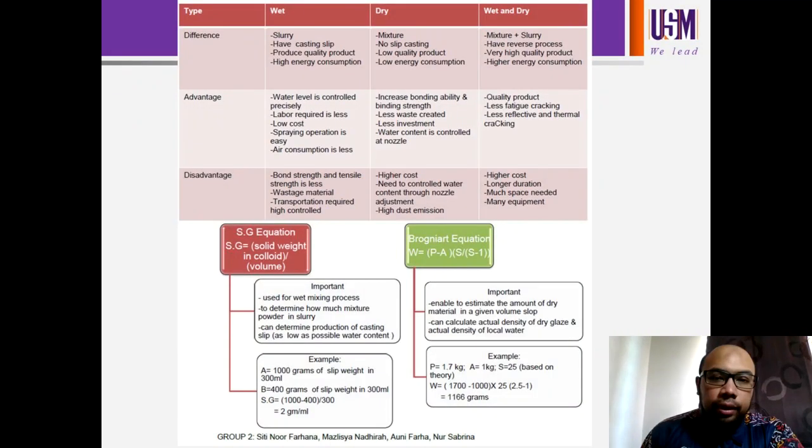Okay, for today we will discuss three important points in the second topic, the mixing process. Now I'll show you the slide that has been prepared by the previous group, your seniors. I think this slide is the best way to explain in short the difference between the types of mixing methods and also the advantages and disadvantages of these mixing methods.